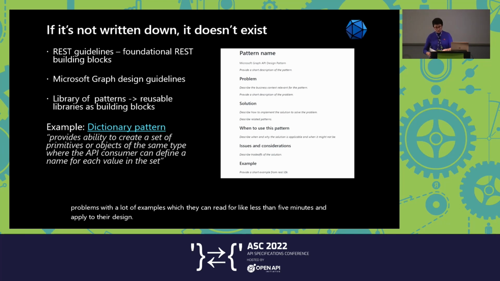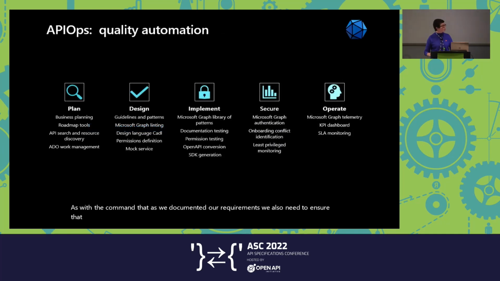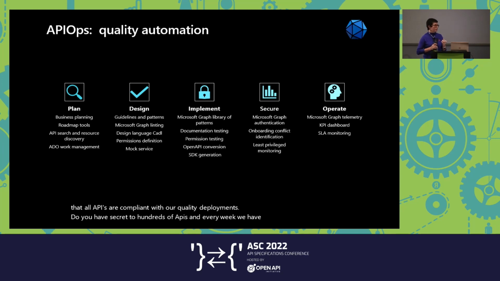As we documented our requirements, we also need to ensure that all APIs are compliant with our quality requirements. And we have 3,200 APIs, and every week we have changes, new enhancements, new updates, new APIs delivered on board of Graph.